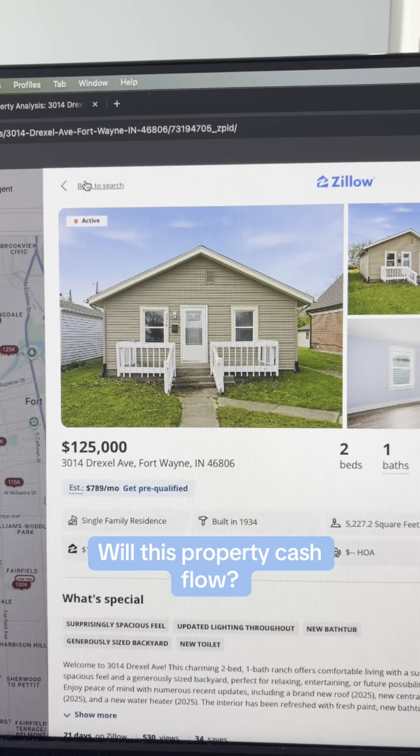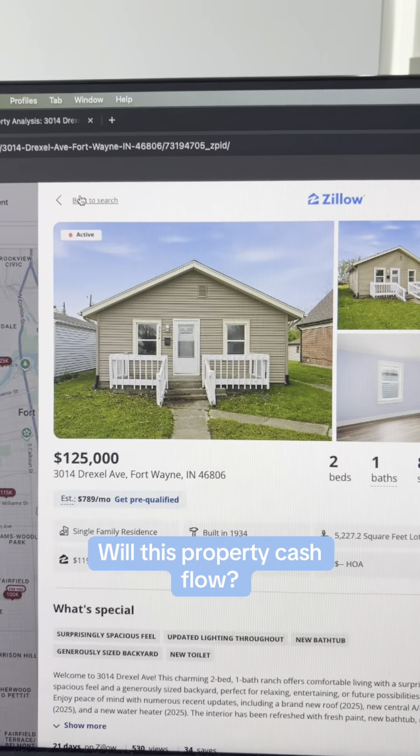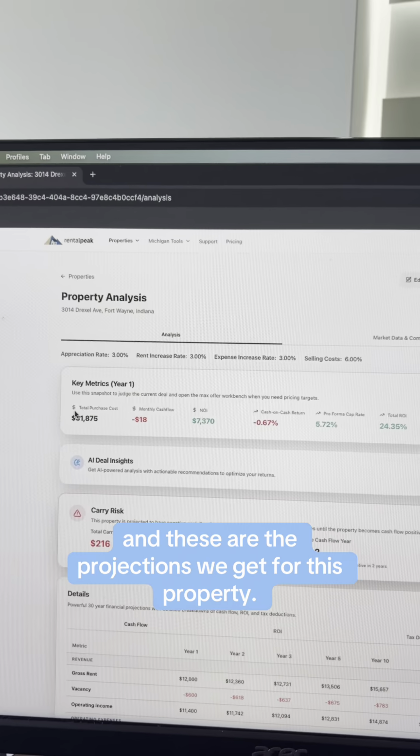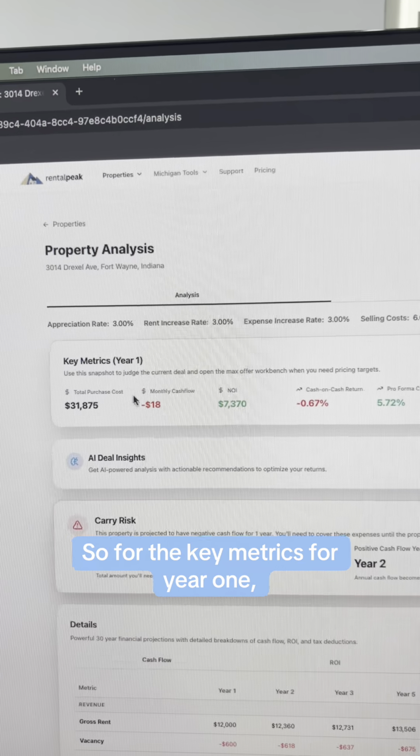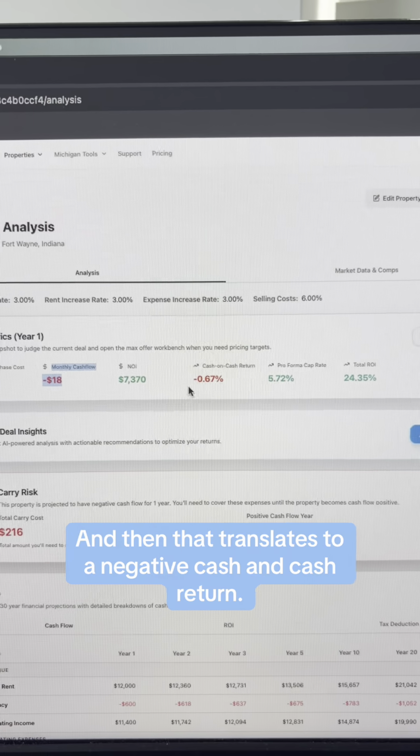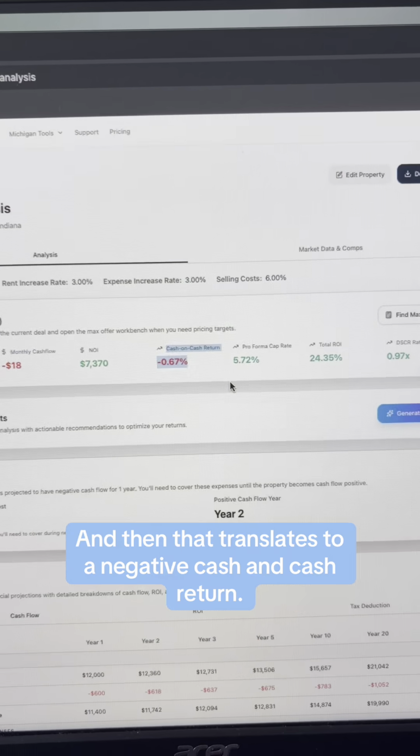Let's take a look at this property that's for sale in Indiana and see how much it would cash flow as a long-term rental. I plugged in the inputs for that property onto rentalpeak.com, and these are the projections we get for this property. So for the key metrics for year one, you can see we're slightly negative at minus $18 a month.